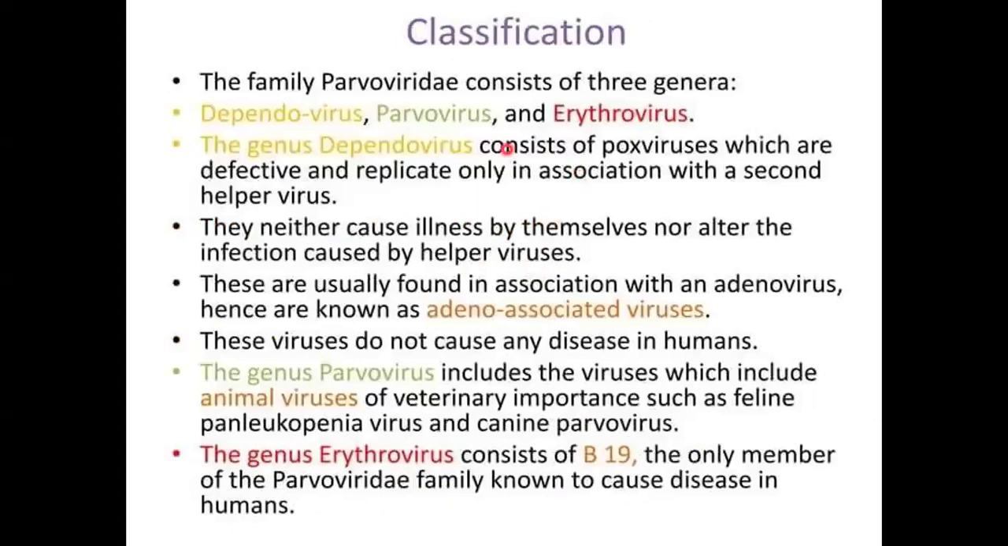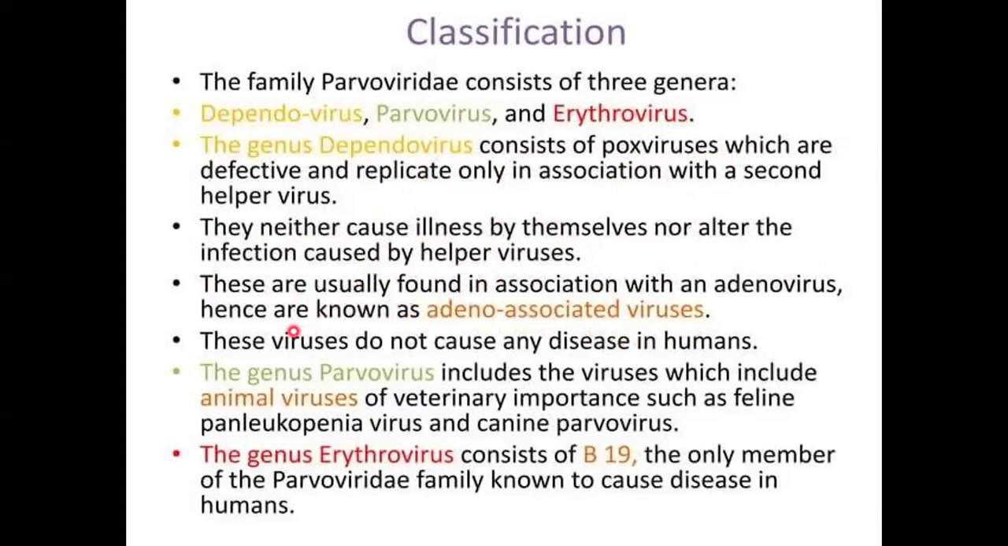Classification. Parvovirus comes from the family Parvoviridae, consisting of 3 genera. We have Dependovirus, Parvovirus, and Erythrovirus. The genus Dependovirus consists of viruses which are defective and replicate only in association with a second helper virus. They neither cause illness by themselves nor alter the infection caused by helper viruses. These are usually found in association with adenovirus, hence the name, also known as adeno-associated viruses. These viruses do not cause any disease in humans.